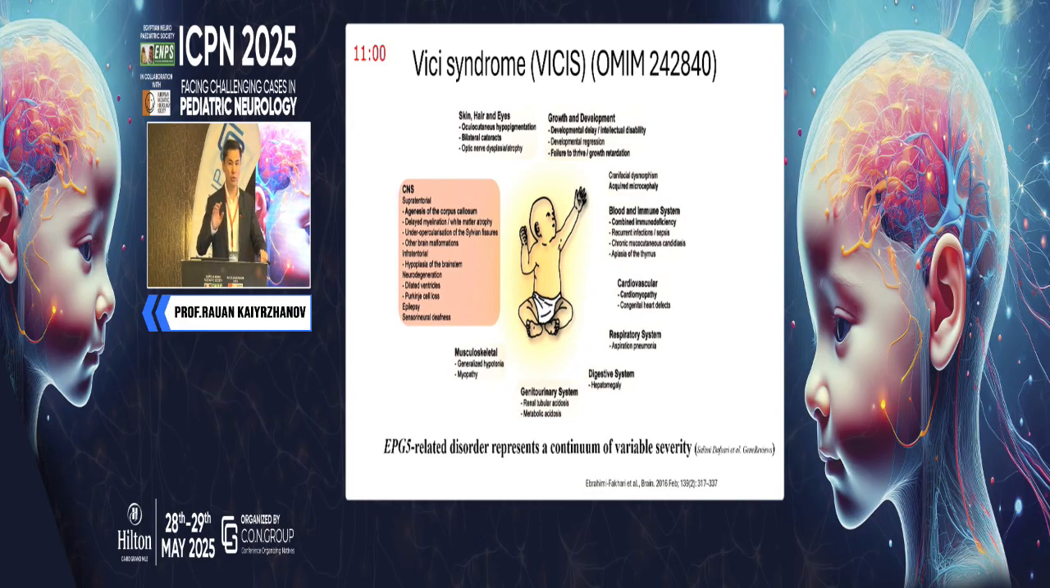Probably you have seen this patient, which is quite a recognizable syndrome, presenting with combined immunodeficiency, developmental delay, failure to thrive, oculocutaneous hyperpigmentation, bilateral cataracts, and agenesis of corpus callosum. And unfortunately, this patient died before the age of 34 months. But then, when more patients were discovered in the world, researchers identified patients who can survive beyond 35 months, several years, up to the age of 7 and 9. And they suggest EPG5-related disorders present a continuum of variable severity.